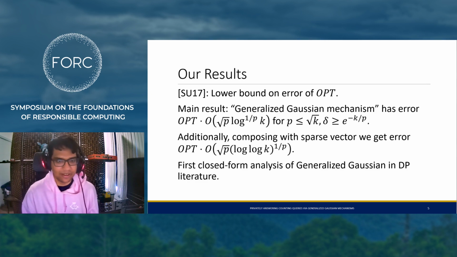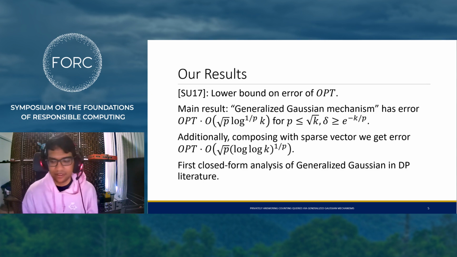In addition, we can compose the generalized Gaussian mechanism with the sparse vector mechanism to improve the log to the 1 over pk to a log k to the 1 over p dependence. This result is more technical, and builds on some previous results rather than using new ideas. So I'm going to be mostly focusing on the first result, or what I've denoted the main result here in this talk.